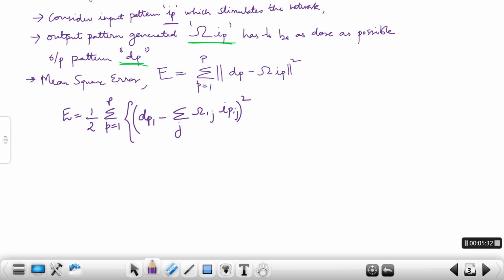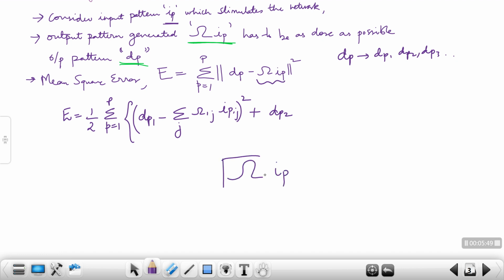So I have split this. Now this dp will be made up of first, second, third, etc. So I am going to write this dp1 every time. Second time it will be dp2, and basically these two are, this will be a weight matrix and this will be a vector. So basically that also will be having the first row corresponding to the first pattern and so on and so forth.